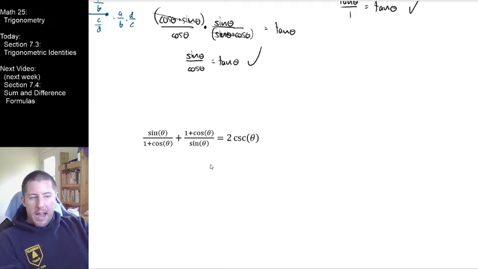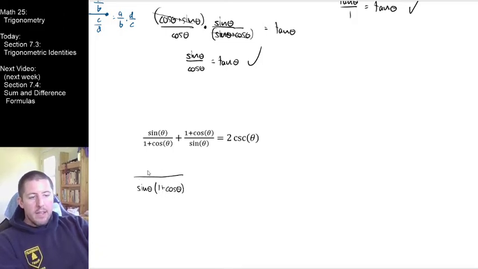Since I can see that we're adding two fractions, I think that I want to get a common denominator. To get a common denominator, it looks like this guy has a factor of 1 plus cosine. This has a factor of sine. So I need this guy on the left to have a factor of sine in the denominator. I need this guy on the right to have a factor of 1 plus cosine in the denominator. So let's see if we can force those to be introduced right here. For the term on the left, what I need is a sine theta in the denominator.